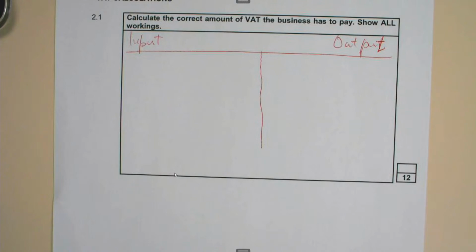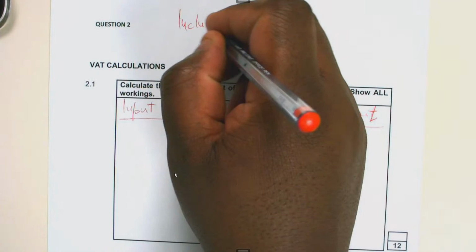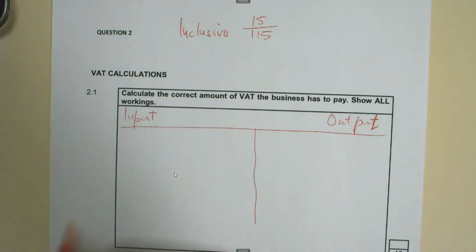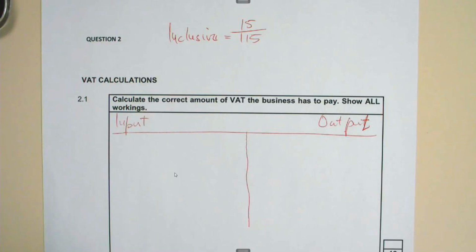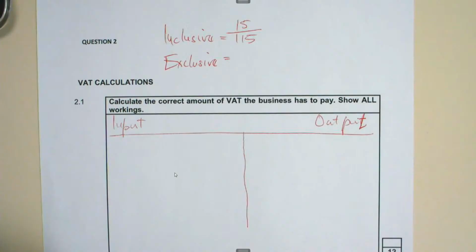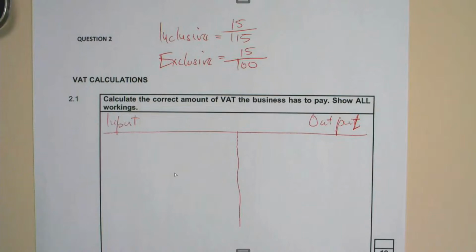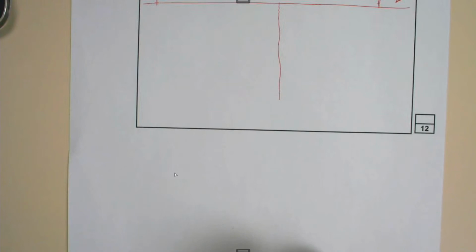And again, before we go to our question, whenever you get an amount or a transaction with an amount that is inclusive of VAT, you divide by 115, you times by 15%. Whenever you come across a transaction that is exclusive of VAT, that VAT has not yet been added, you divide by 100 and then you times by 15. Very important. Now, let's look at our question.